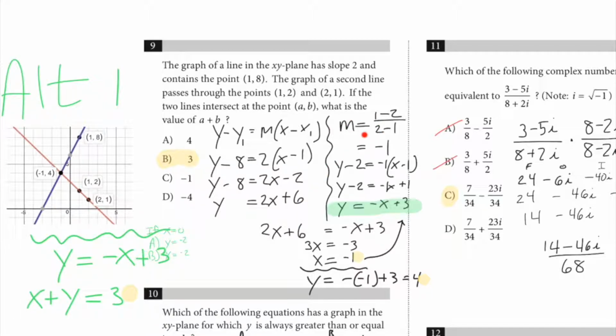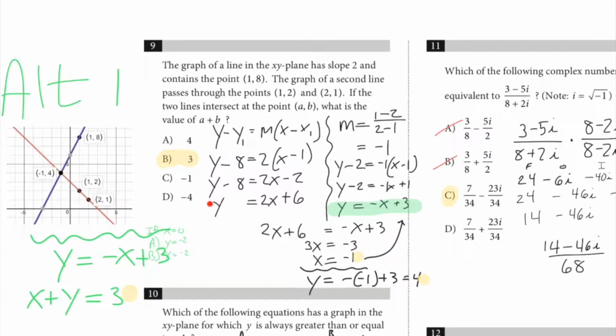For the second line, taking the 2 points, the slope is 1 minus 2 over 2 minus 1, which gives negative 1. And so once you have a slope, then you can use point-slope form with one of the points. So let's just take the first one. The first point is (1, 2), and a slope of negative 1 that we just calculated. Then simplify, and you get y equals negative x plus 3.